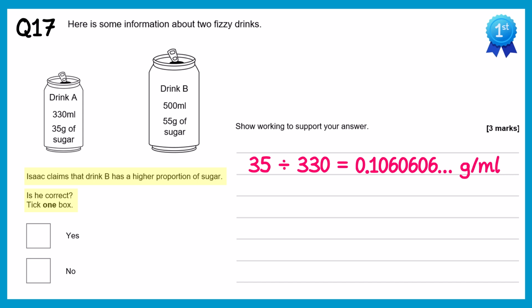If we do the same idea for drink B, we can then compare them. So 55 grams of sugar divided by 500 milliliters gives you 0.11. So in drink B, every 1 milliliter of drink has 0.11 grams of sugar. Now we just need to choose the one that's got a higher proportion, which will be the one with a higher number, which is the second one because 0.11 is greater than 0.10606 and so on. This means that drink B did in fact have a higher proportion of sugar, so Isaac was correct, so we're going to tick yes.